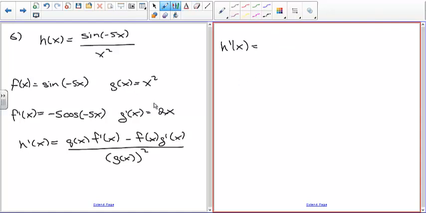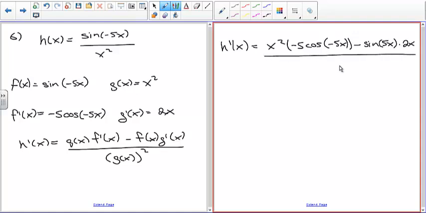Okay, let's try it again. G of x, x squared, times f prime of x, which is negative 5 cosine of negative 5x, minus f of x, which is the sine of negative 5x times 2x, all divided by x squared, squared. So what I would do here is I'd take the negative 5, put that out front, put the polynomial next, put the trig function next.